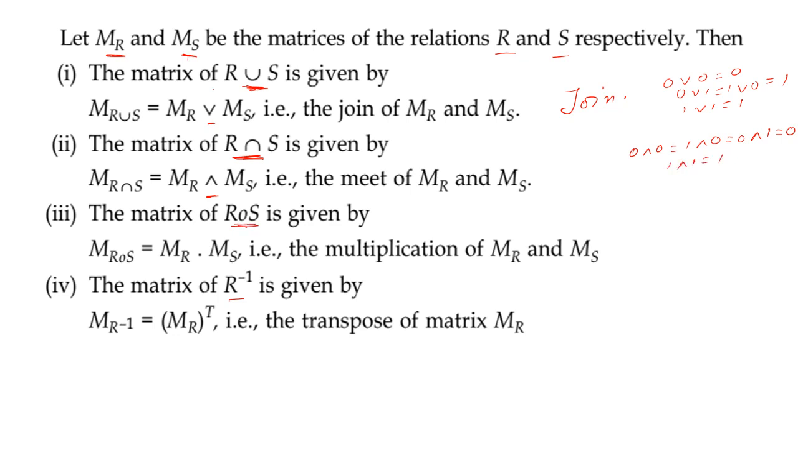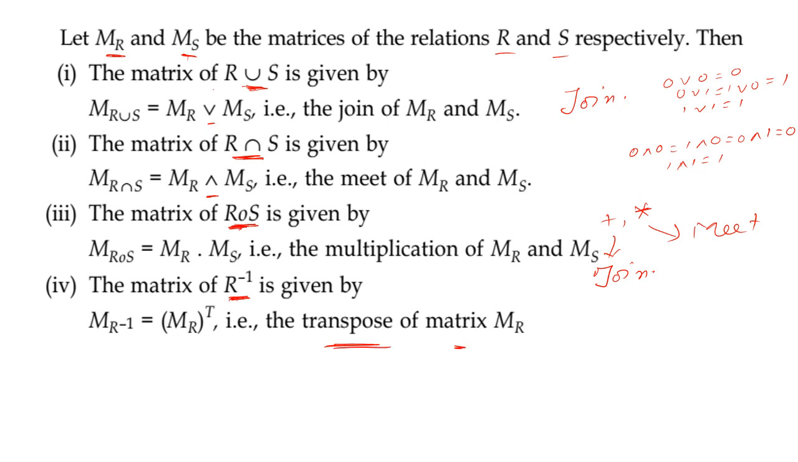For performing the composition operation, you will have to perform the matrix multiplication. And while performing matrix multiplication, you have to keep in mind that both addition and multiplication operations are performed. So the multiplication operation will be performed by the meet operation, and the addition operation will be performed by the join operation. The matrix of R inverse is given by the transpose of the matrix, right?